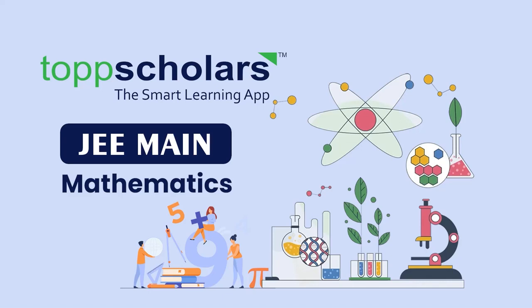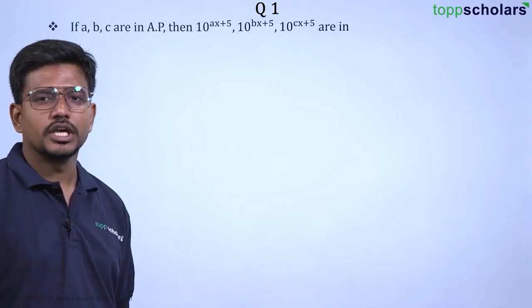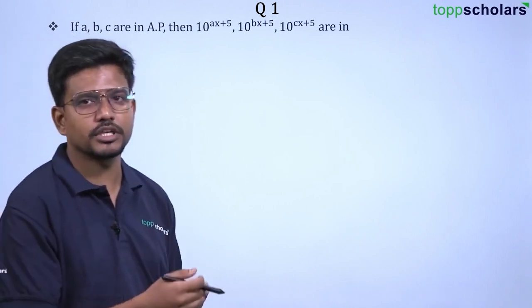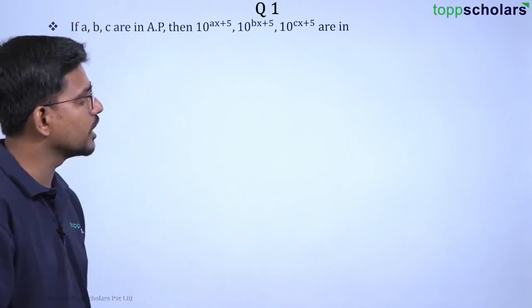Today we are going to solve a very interesting JEE Mains test. So shall we start? If A, B, C are in AP, then 10 raised to Ax plus 5, 10 raised to Bx plus 5 and 10 raised to Cx plus 5 are in what?